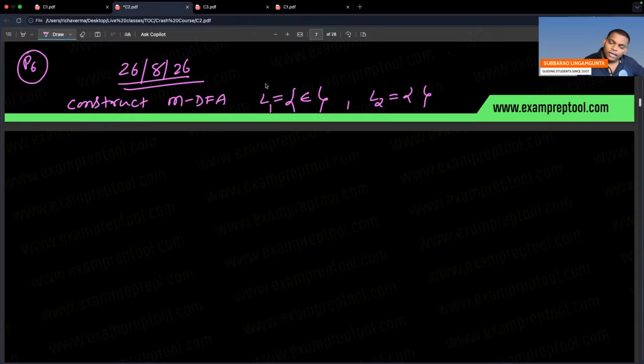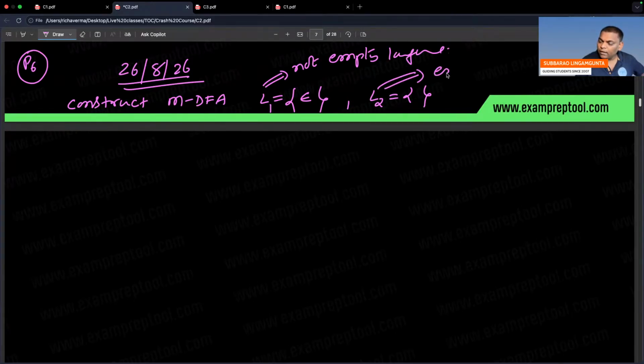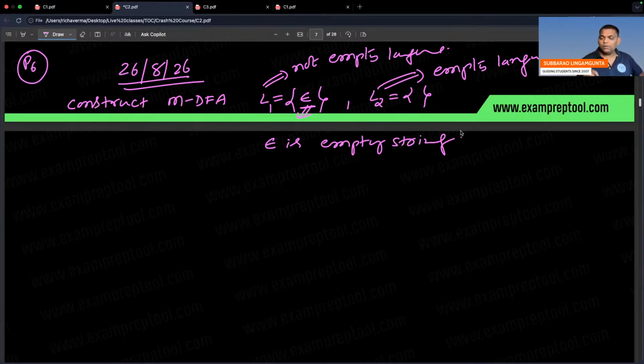Remember, L1 is not an empty language. Please try to understand. But L2 is an empty language. Language empty means nothing is there. In L2, nothing is there. In L1, something is there, but it is empty. This is called the empty string. Epsilon is the empty string. It is a string, but it is an empty string.